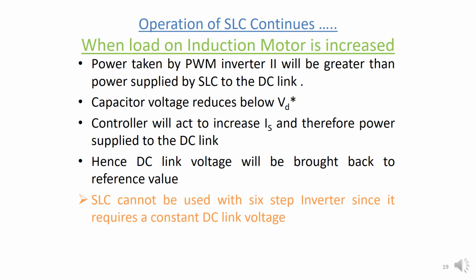So when the load on the induction motor is increased, the power taken by the PWM inverter will be greater than the power supplied by the SLC to the DC link. So the capacitor voltage reduces below the reference value V_D star. Then the control will act to increase the source current Is, and therefore the power supplied to the DC link. Hence, the DC link voltage will be brought back to the reference value. Here, the SLC cannot be used with a 6-step inverter since it requires a constant DC link voltage.